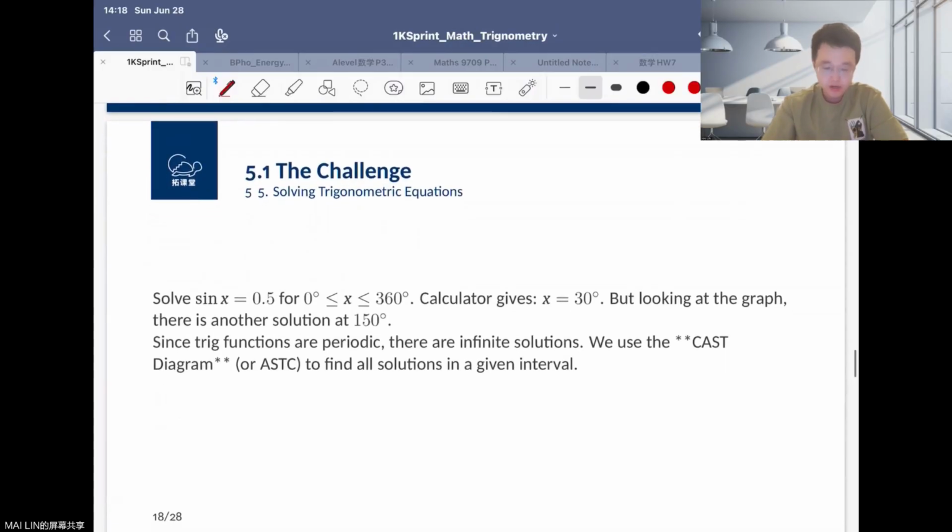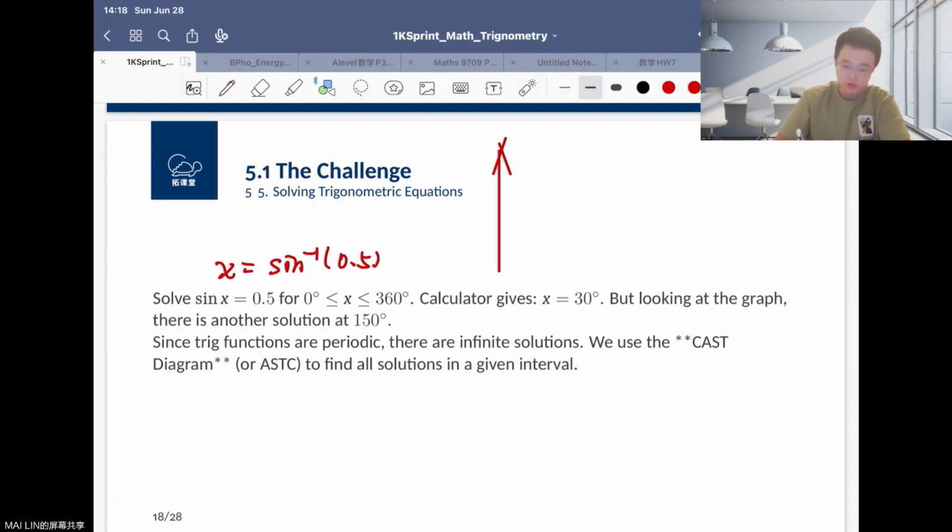Here we have an equation: sin x equals 0.5. Maybe you're very clever and you find the idea that we can use the calculator to calculate x equals the inverse sine function of 0.5, right? But remember that every time you calculate trigonometry, the sine function is a symmetrical graph. So you can just try to draw the graph this way.